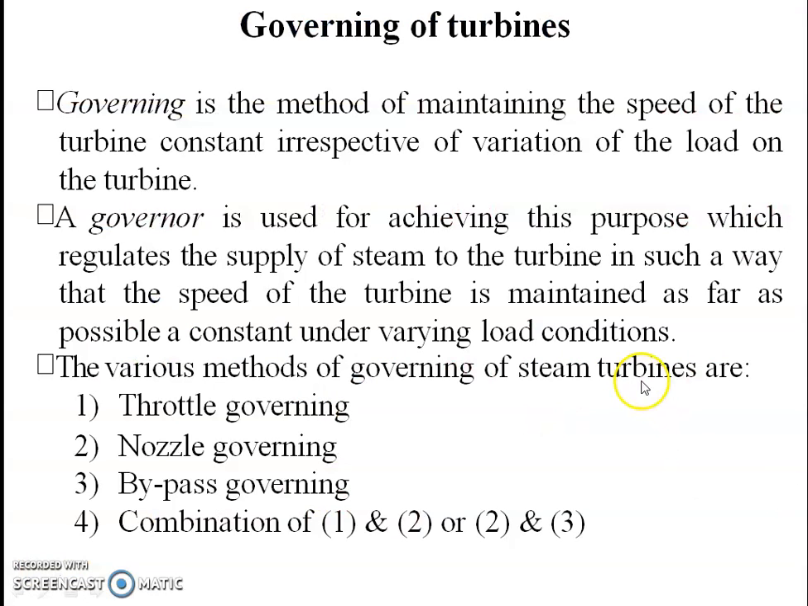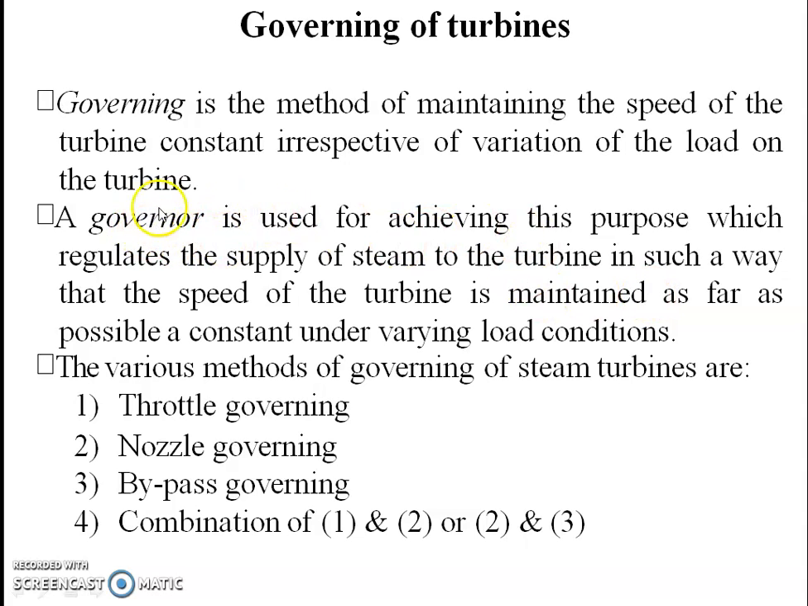Next slide, very important. We have to control the speed of the turbine with the help of governing. Governing is the method of maintaining the speed of the turbine constant irrespective of variation of the load on the turbine. The main objective of governing is to increase and decrease the supply according to the load to maintain the constant speed of the turbine.